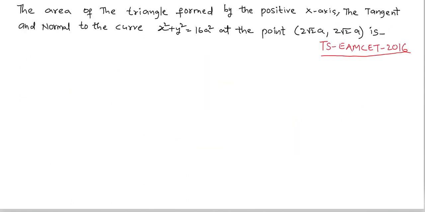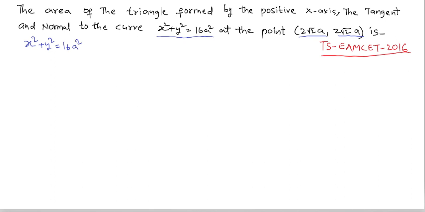The area of the triangle formed by the positive x-axis and the tangent and normal to the curve x² + y² = 16a² at the point (2√2a, 2√2a) is... This is a TSMCET 2016 question. So here the given curve is x² + y² = 16a².